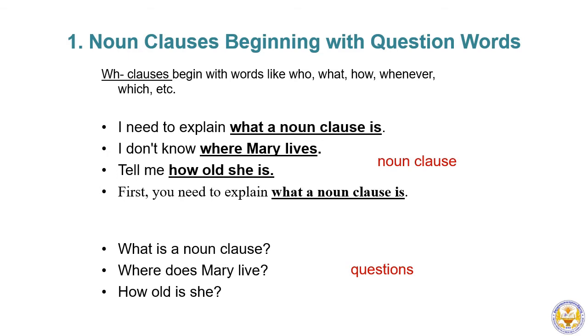First, you need to explain what a noun clause is. So what a noun clause is here is a noun clause that works as an object in the sentence. So what is a noun clause? Where does Mary live and how old is she? This form is question form. You can see the position of subject and verb is not the same. With the question form, we have auxiliary verb before the subject. But in the noun clause, we have the subject and verb order as in a sentence.